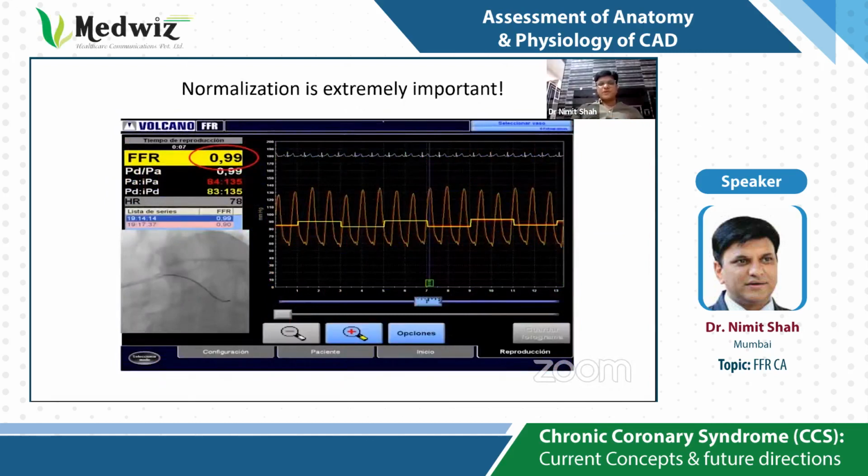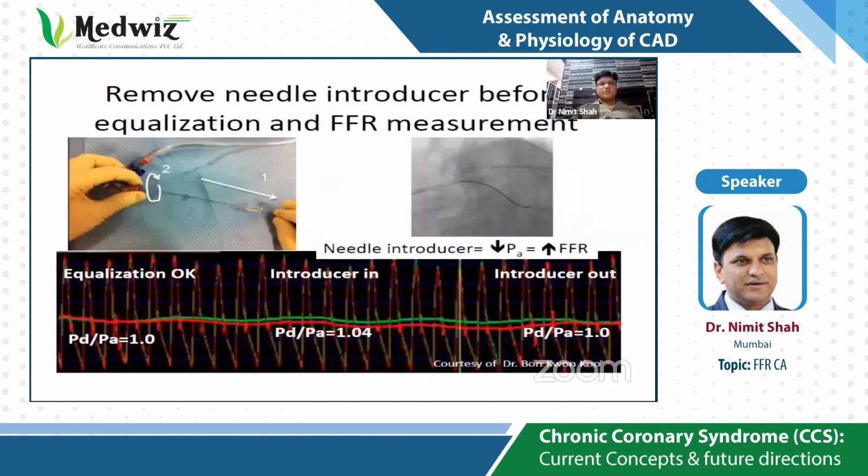Normalization is extremely important before you advance across the lesion. Very important you normalize. Take your needle out of the guide. Make sure your needle is not inside. You've given nitrates and then you normalize. So many people I have seen in India keep the introducer in and do the normalization, which is not right. It would skew your measurement. So it's very important the needle introducer should be out when you're doing an FFR measurement.